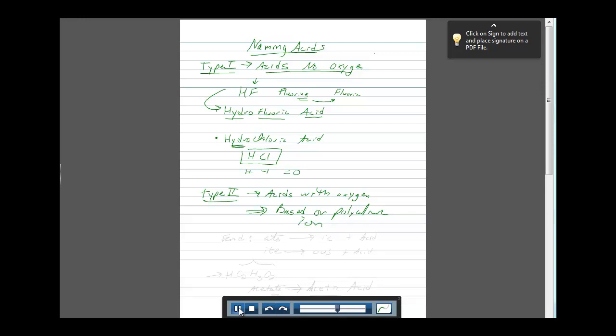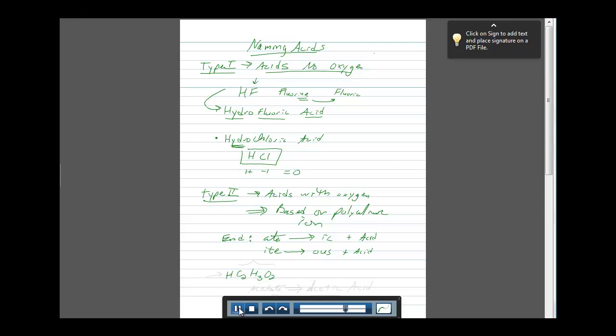Now, if the polyatomic ion has an ending that is ending in -ate, what we're going to do is we're going to change that ending of -ate to -ic, and then at the end we're going to add the word acid. If the polyatomic ion ends in -ite, we're going to change that ending to -ous and add the word acid at the end.